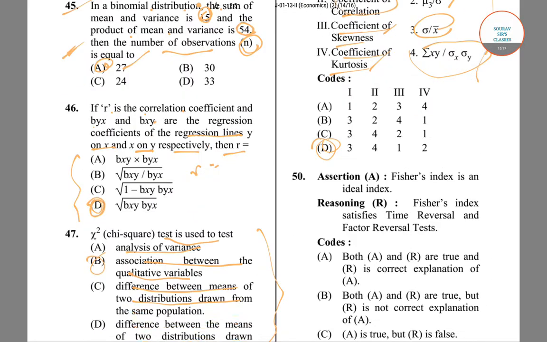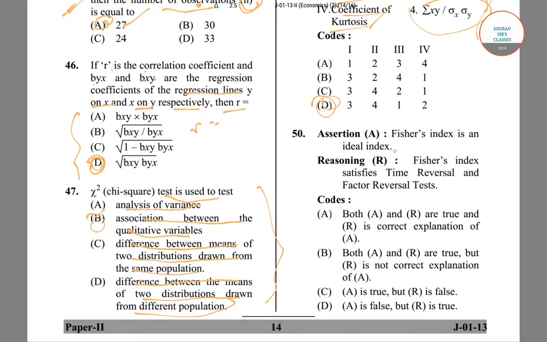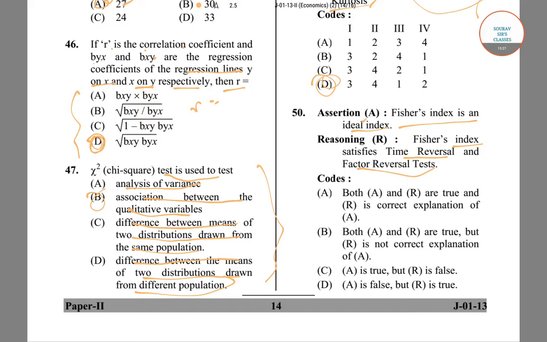Now we'll go to the last question for this session, that is: Fisher index is an ideal index. Now Fisher index satisfies time reversal and factor reversal test. So is the assertion right, or is the reasoning right? We have to figure out. Before we answer, I'll be giving you a couple of seconds to figure out on your own which one is the right option. I hope you have got it. So the right answer is option A, that is the assertion and reasoning both are right.